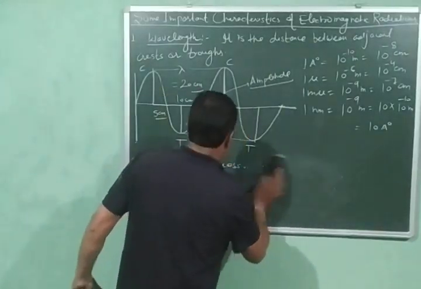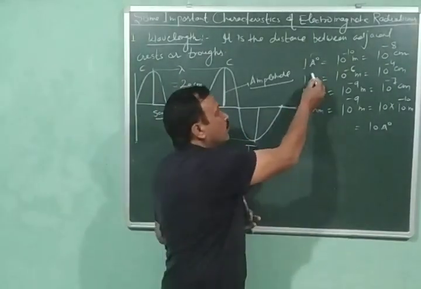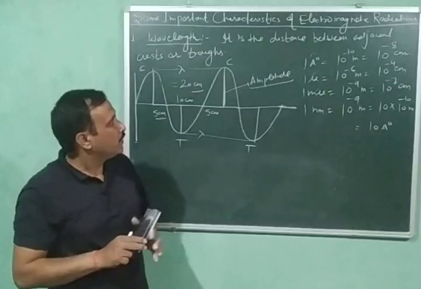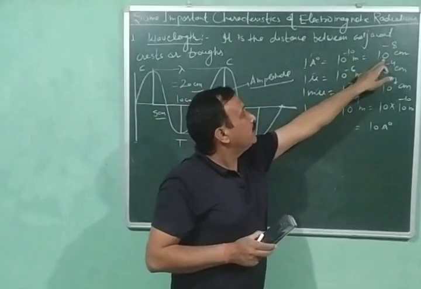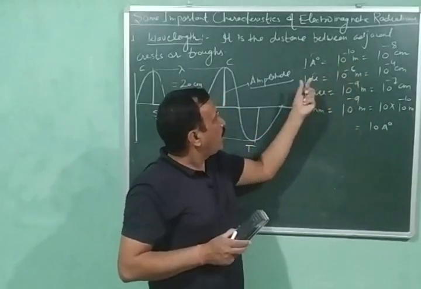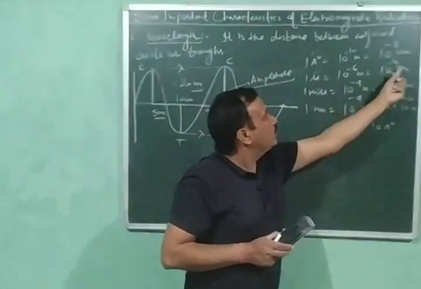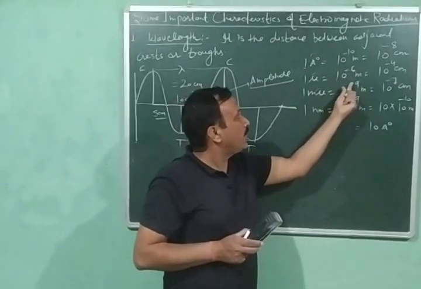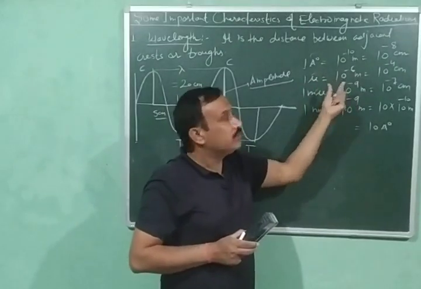And the wavelength is expressed in terms of angstroms, microns, millimicrons and nanometers. So these are the units of wavelength. And 1 angstrom is equal to 10 raised to power minus 10 meters or 10 raised to power minus 8 centimeter, because we have multiplied it by 10 raised to power 2. And 1 micron is equal to 10 raised to power minus 6 meter or 10 raised to power minus 4 centimeter. And 1 millimicron will be equal to 10 raised to power minus 9 meter, because to convert micron into millimicrons we have to divide it by 10 raised to power 3.